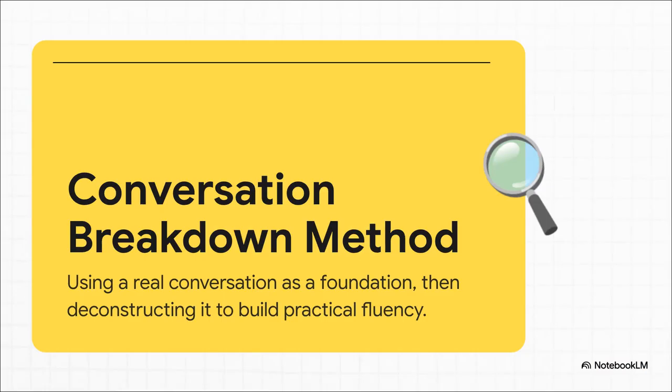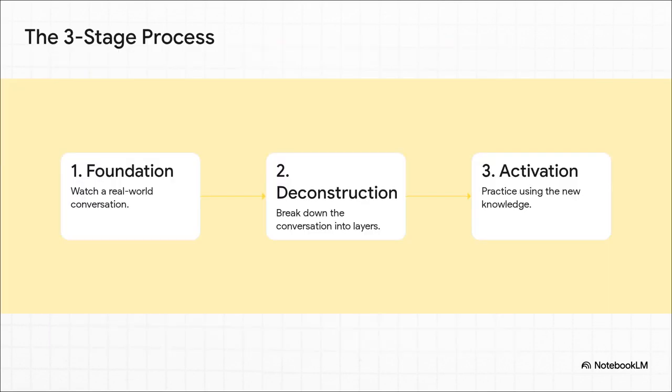And here it is. It's called the conversation breakdown method. It basically turns the traditional model on its head. You don't learn a bunch of rules and hope that one day you can have a conversation. No, you start with a real conversation and work backward from there to learn the rules in context. It's all about deconstruction.